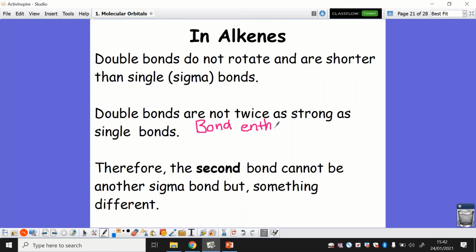So our bond enthalpy values are just the amount of energy it takes to break 1 mole of carbon-to-carbon single bonds. So for the sigma bond, it's 348. In the carbon-to-carbon double bond, if both these bonds were sigma bonds, we would expect that value to be exactly double this, so 696, but it's not. It's 612. So the second bond here is clearly not a sigma bond. It must be something different.